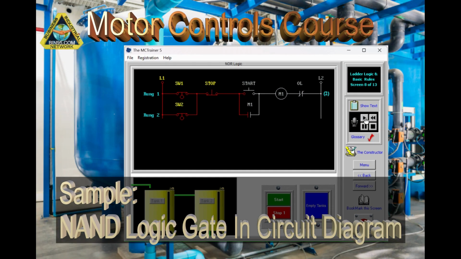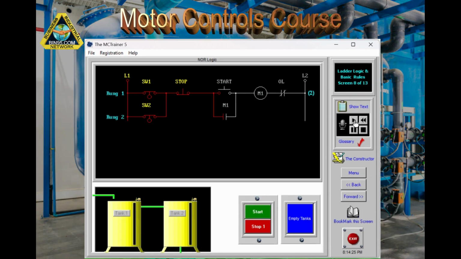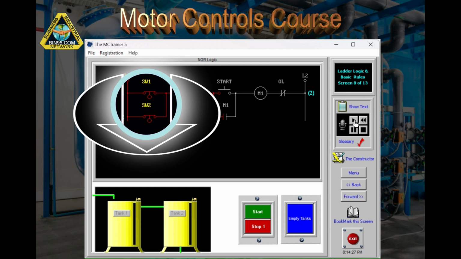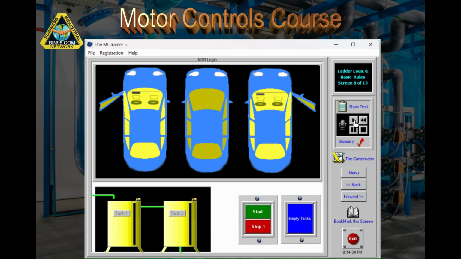NAND logic is also an extension of the NOT logic. In the case of NAND logic, two or more normally closed contacts are connected in parallel to control the load. An excellent example is the dome light in an automobile, as mentioned earlier. Remember that the dome light is on if the control signal is off.